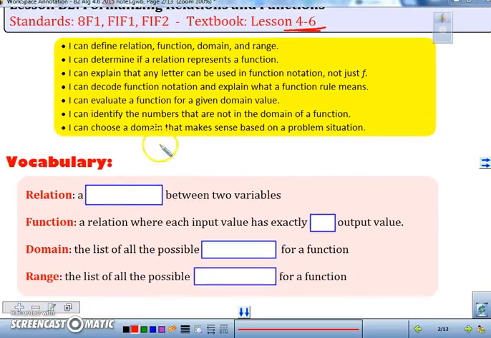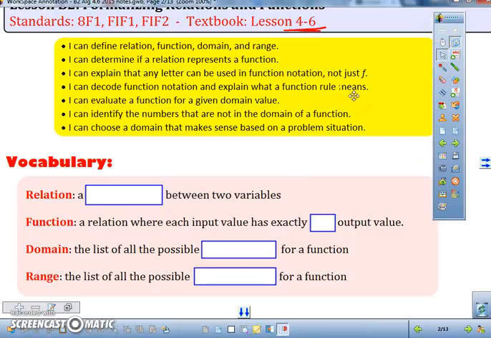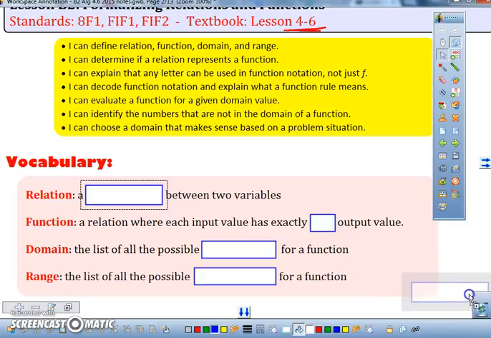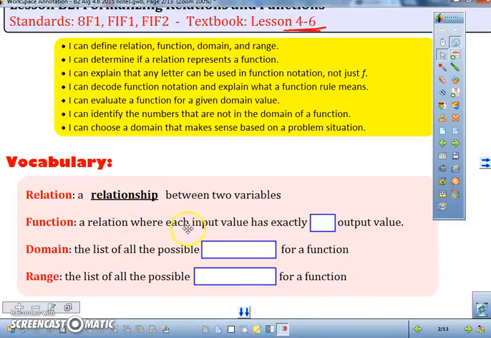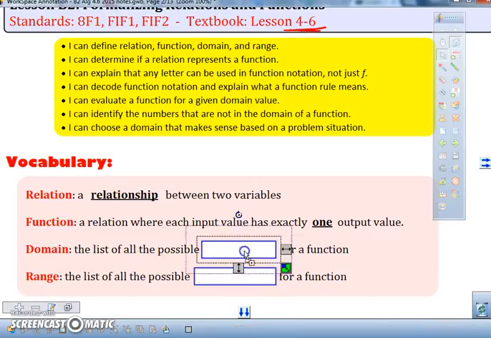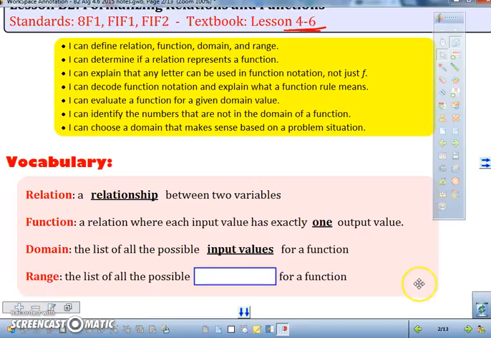So some of our vocabulary that we are looking at: a relationship. When we are talking about a relationship, it is a relationship between two variables. So when we say relation, it's how two variables are related. A function is a relation where the input value has exactly one output value. As we look at that one output, domain is the list of all possible input values. So it's what you're placing for your x value, what makes it true. And then the range is the key thing, your output.